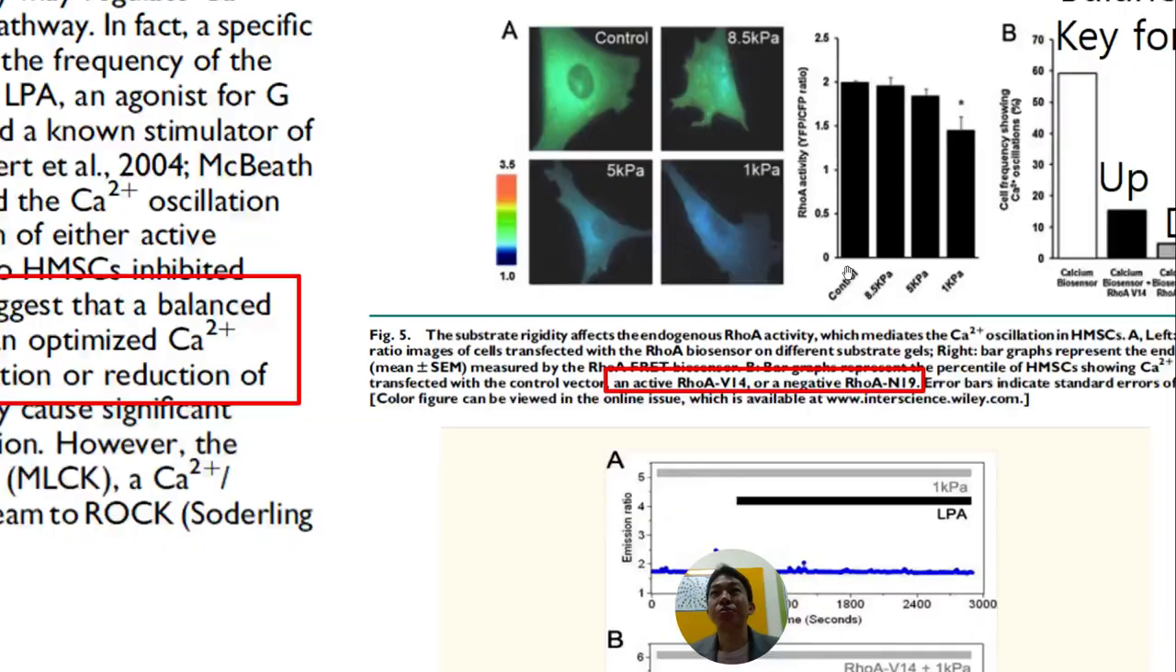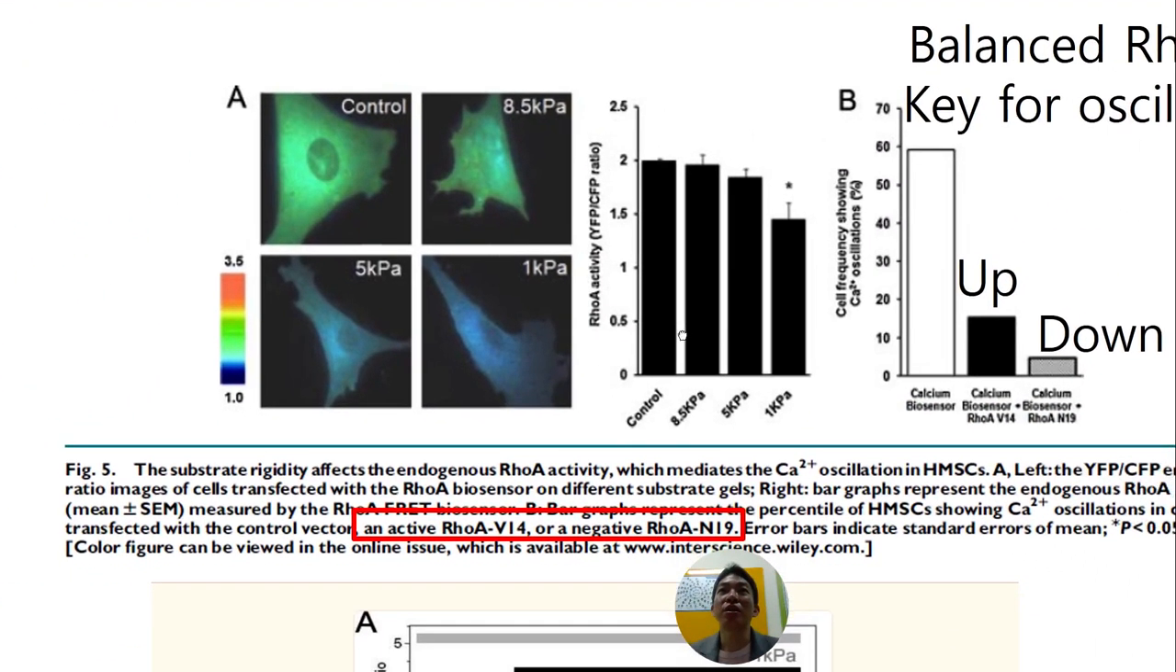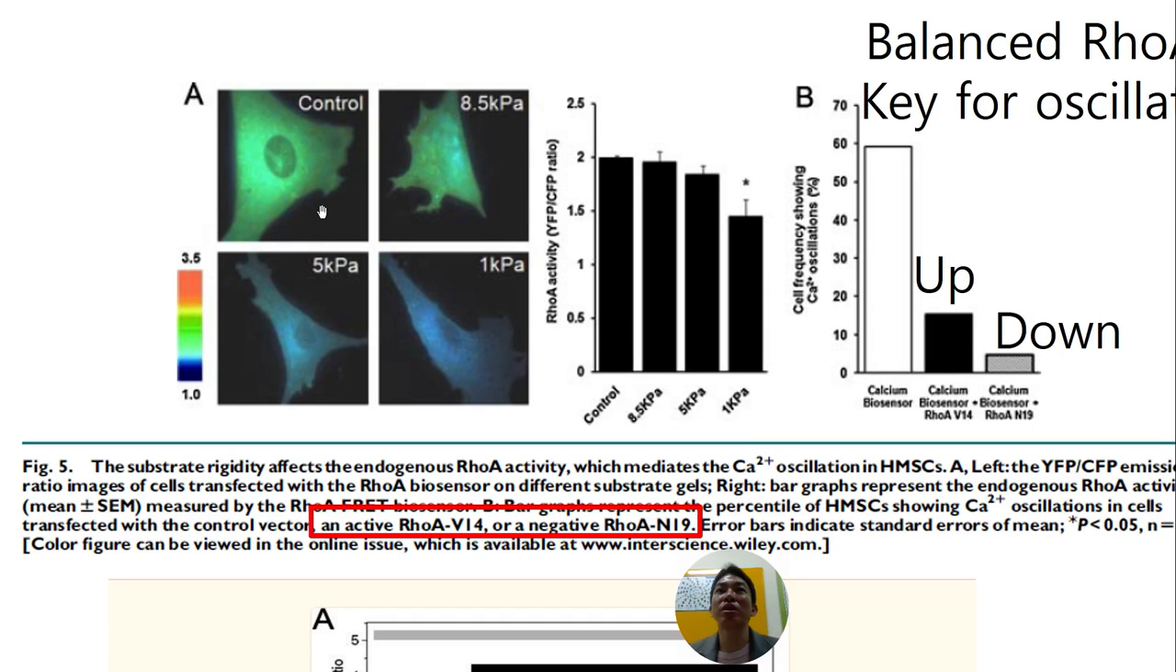So here, they culture this, their transient endogenous Rho activity. So for linking the Rho activity and the calcium oscillation, they check the Rho activity from the FRET image. On control and high stiffness, they maintain the higher Rho activation, which is typical mechanotransduction. But when they culture them on soft stiffness, Rho activity is gone. So we can find out that Rho activity is gone.